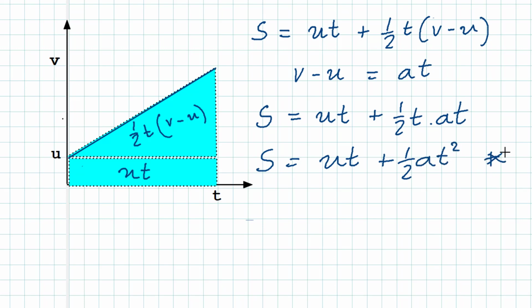And that's the kinematic equation which we derived when we did the average velocity method. So that's a very important kinematic equation. The ut part is really the displacement caused when there's no acceleration, and the 1/2 at squared part is displacement caused when we have an acceleration of a meters per second per second.